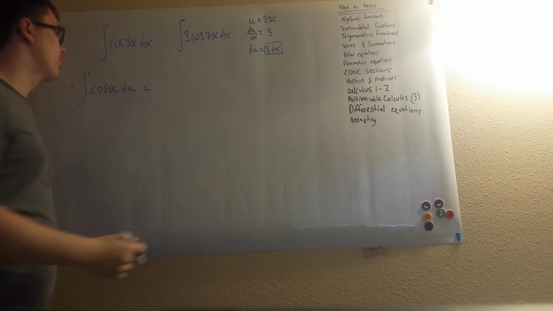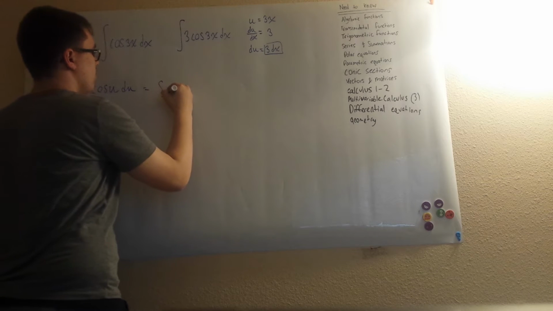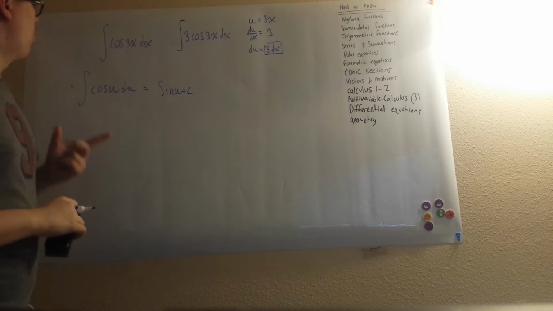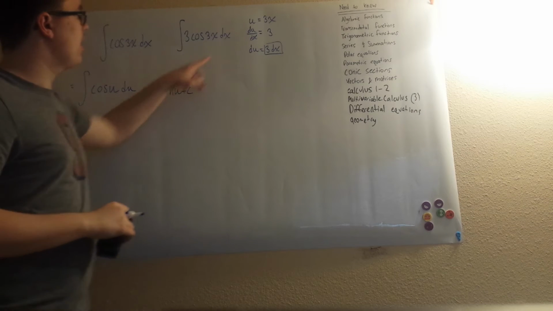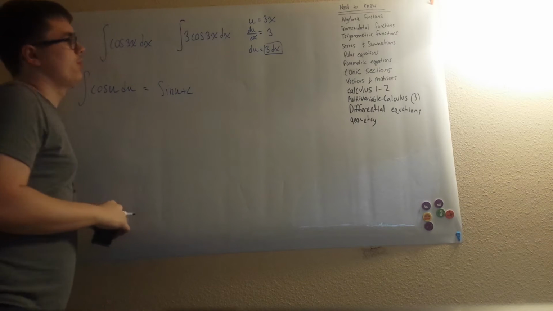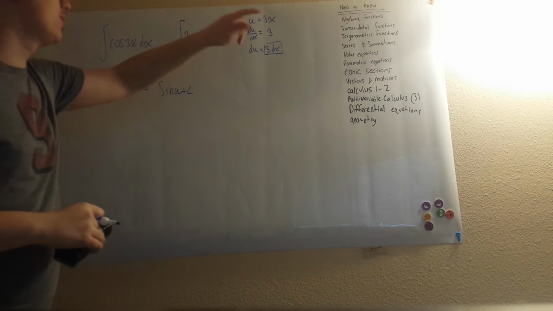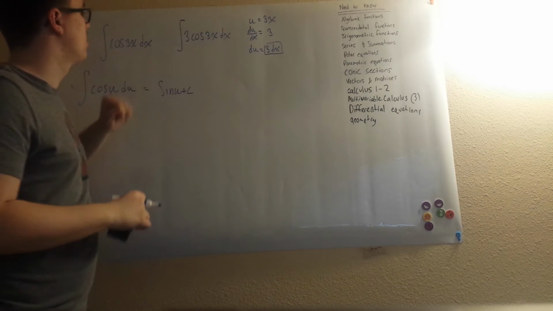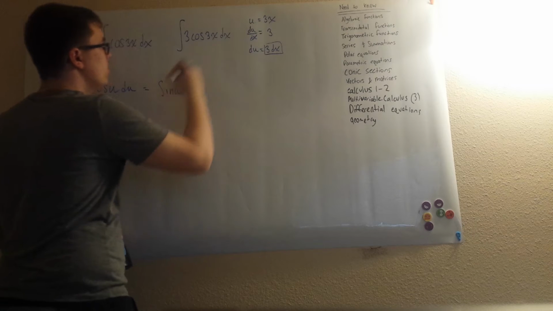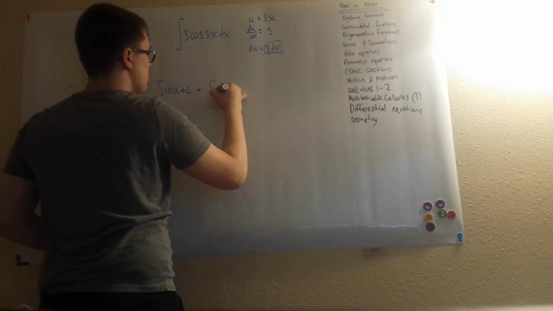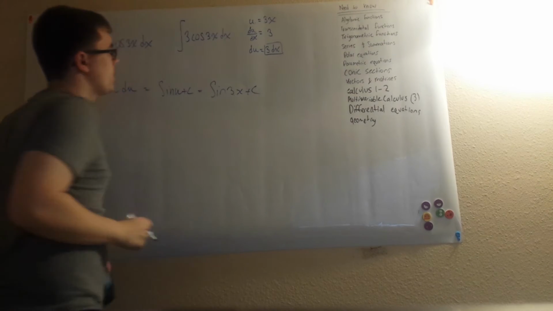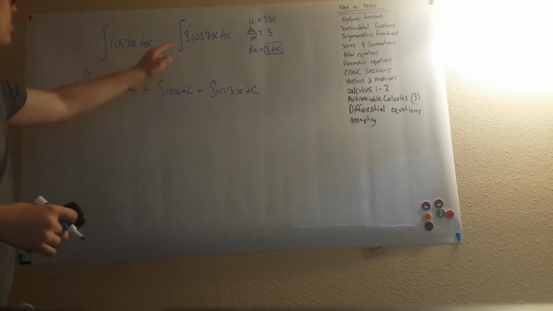Well, what is that? That is sine u plus c, right? But we want to go back to the x's, so we want to resubstitute. u was 3x, right? So the answer is sine 3x plus c. And that's how to do this integral.